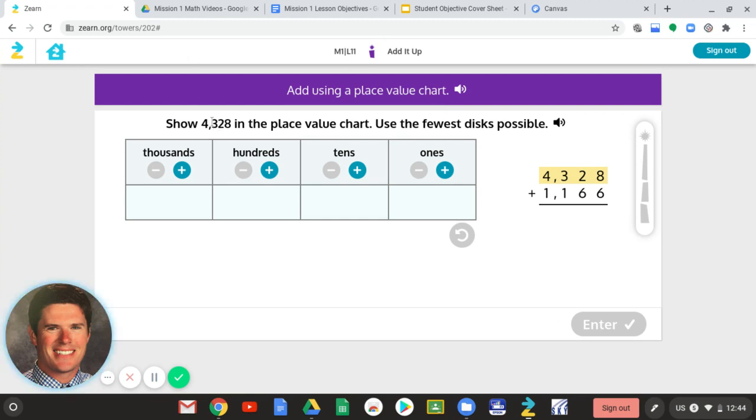So it says show 4,328 in the place value chart. Use the fewest disks possible. And notice here, this is our equation that we're using. 4,328 plus 1,166. So first it wants me to create 4,328. Well, I just have to create how many thousands are in 4,328? There's 4. How many hundreds? There are 3. How many tens? There are two tens. And how many ones? There are 8.